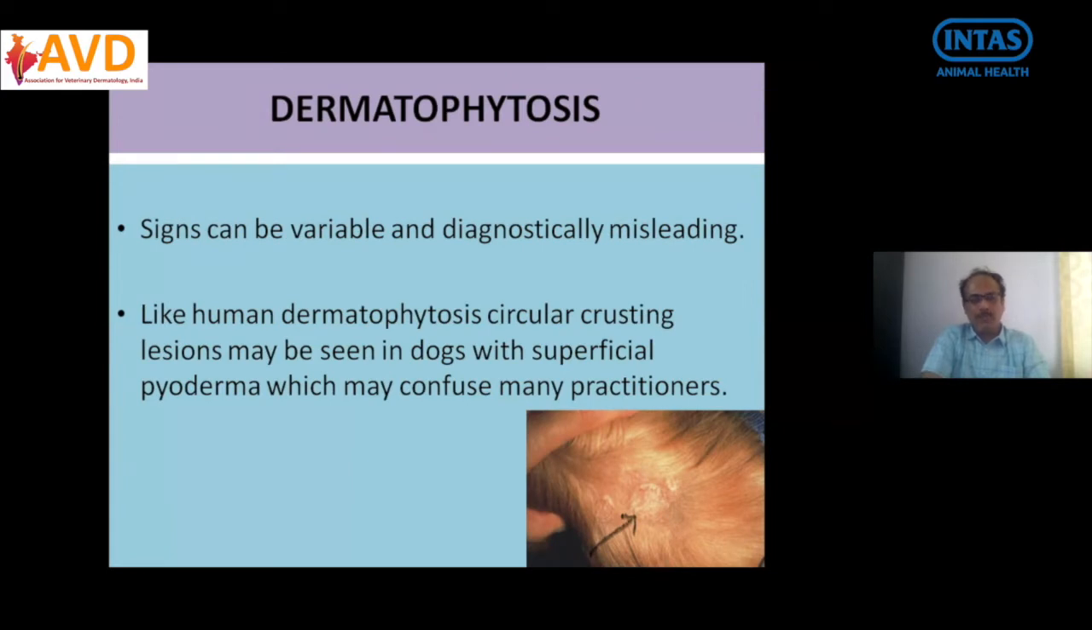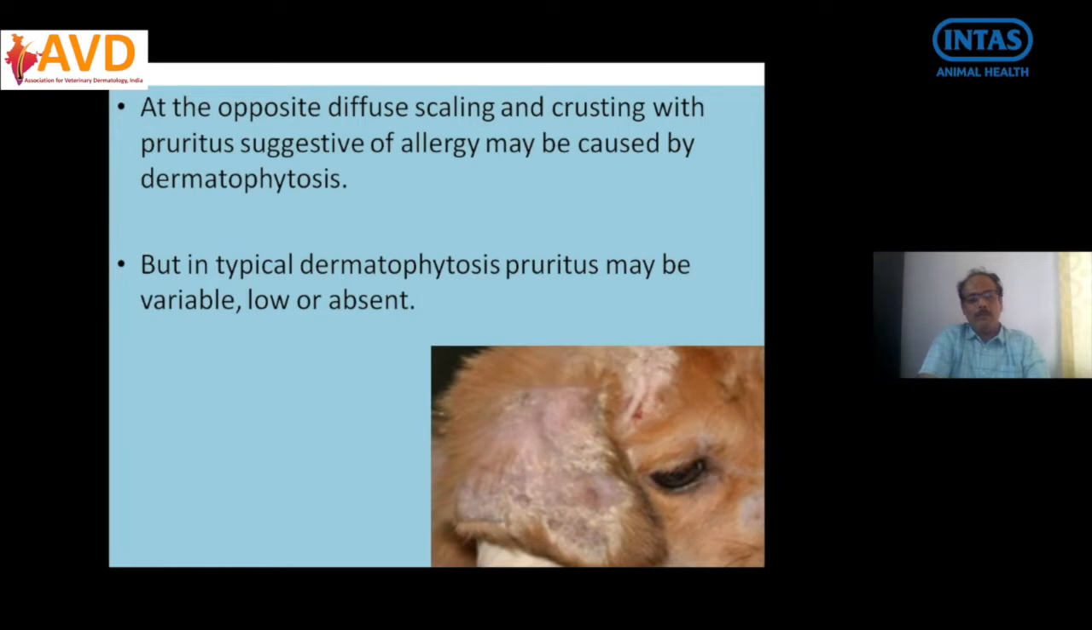As you all know, it's a disease condition caused by a dermatophyte group of fungi, namely Microsporum, Trichophyton, and Epidermophyton. And signs can be highly variable and diagnostically misleading. So this is actually a pleomorphic disease where you cannot diagnose this condition by simply looking at the clinical signs. Like human dermatophytosis, the circular crusting lesions as seen in the picture may be seen in dogs with superficial pyoderma also. So this type of confusing images will create a problem in diagnosing dermatophytosis.